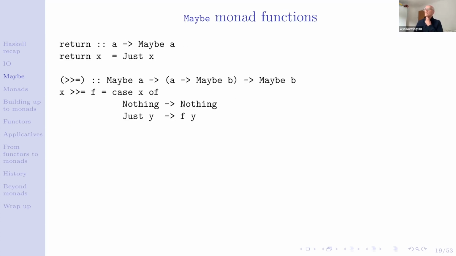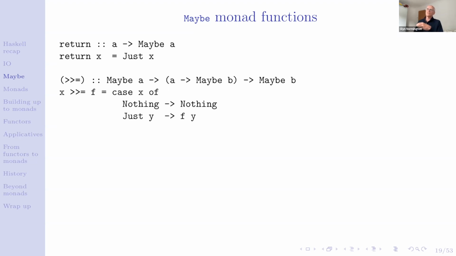So what are the functions that you need for a monad? Well, these are the specific ones for Maybe. Return, oddly named return, which we'll come back to the naming of maybe later. But return essentially takes a value and puts it into the monad context. So return of x is Just x.